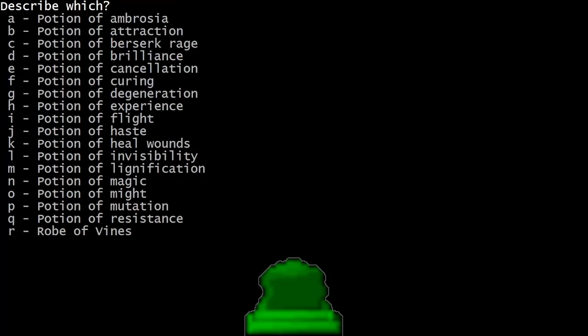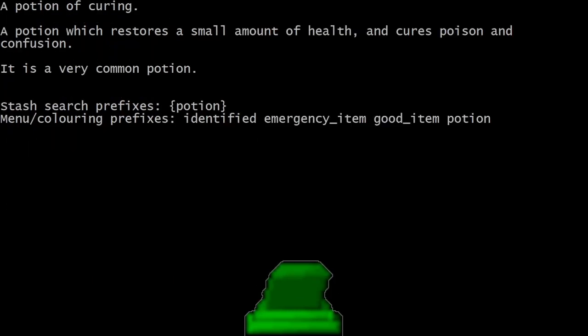Next on our list we have Curing. A potion which restores a small amount of health and cures poison and confusion. It is a very common potion. It is indeed a very common potion.